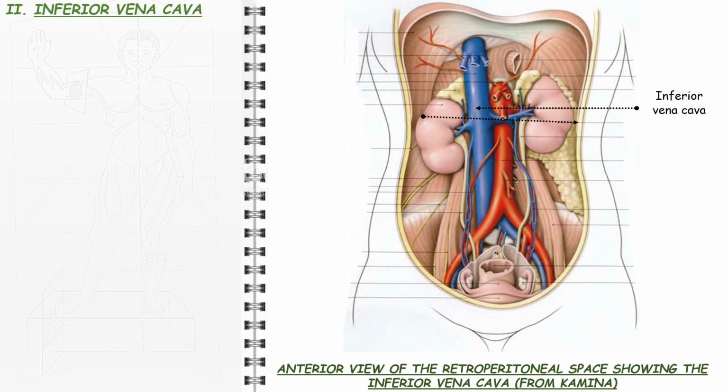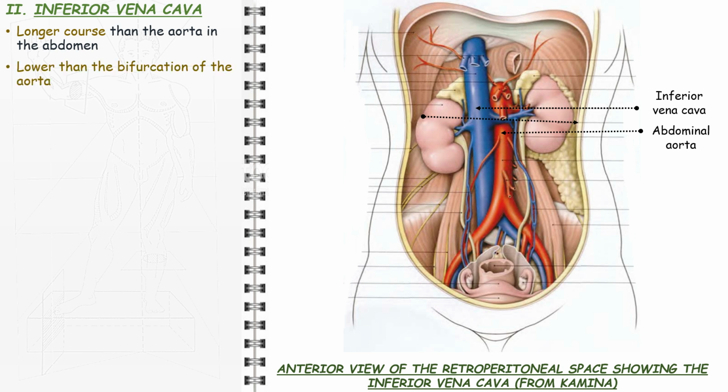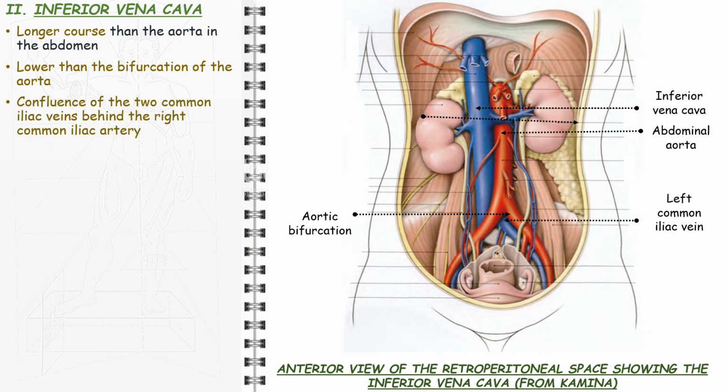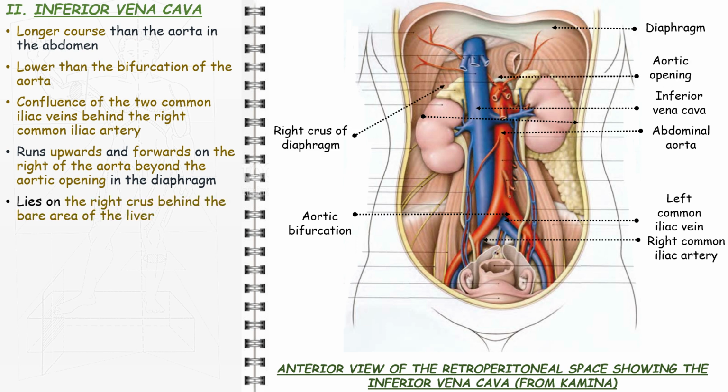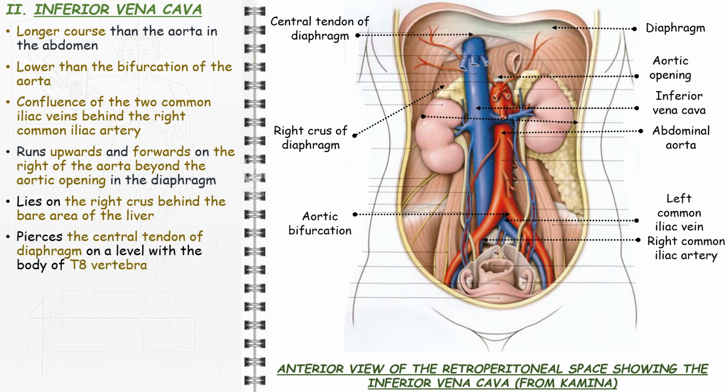The inferior vena cava has a longer course than the aorta in the abdomen. It begins lower than the bifurcation of the aorta, by the confluence of the two common iliac veins behind the right common iliac artery. It runs upwards on the right of the aorta beyond the aortic opening in the diaphragm, above which level it lies on the right crus behind the bare area of the liver, and extends to the central tendon of the diaphragm, which it pierces on a level with the body of T8 vertebra, 4 vertebrae higher than the beginning of the abdominal aorta.